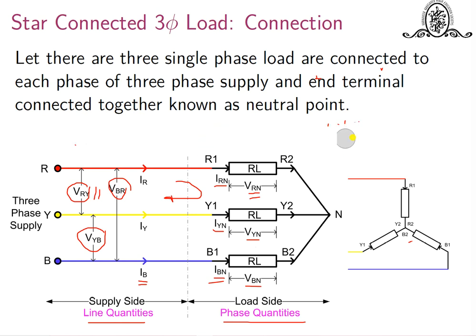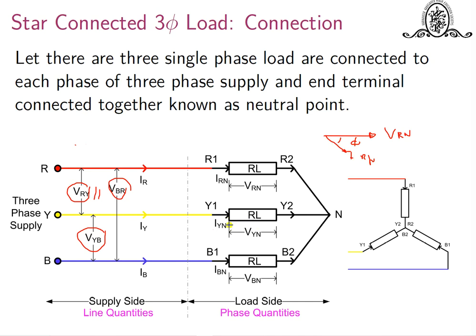So let us understand the phasor, how we can draw the phasor diagram for this. What is the type of load we have considered here? The type of load is RL. Can you guess the phase relationship between VRN and IRN? Suppose this is my VRN phasor. The current flowing through the RL load lags the voltage by phi. So this is my IRN.